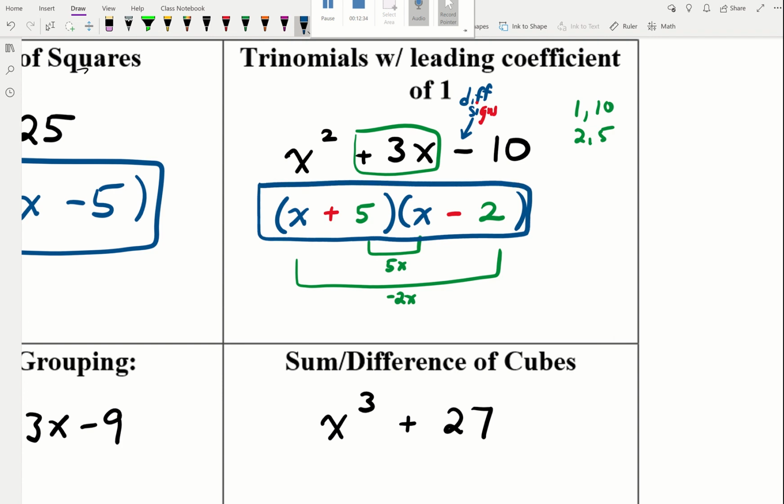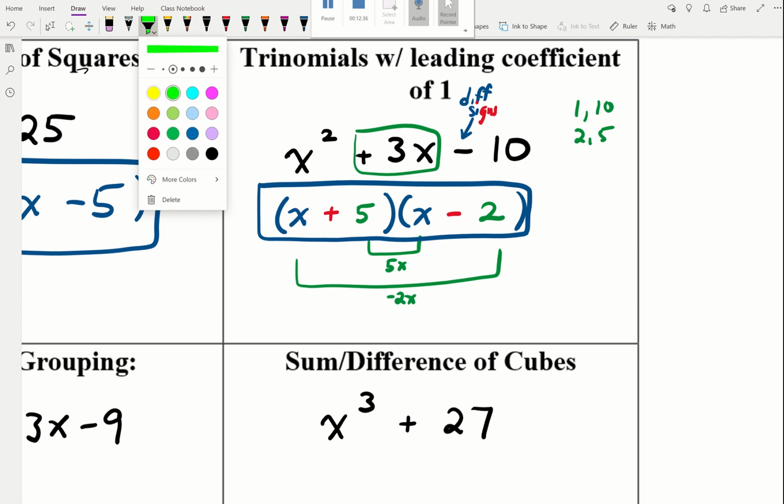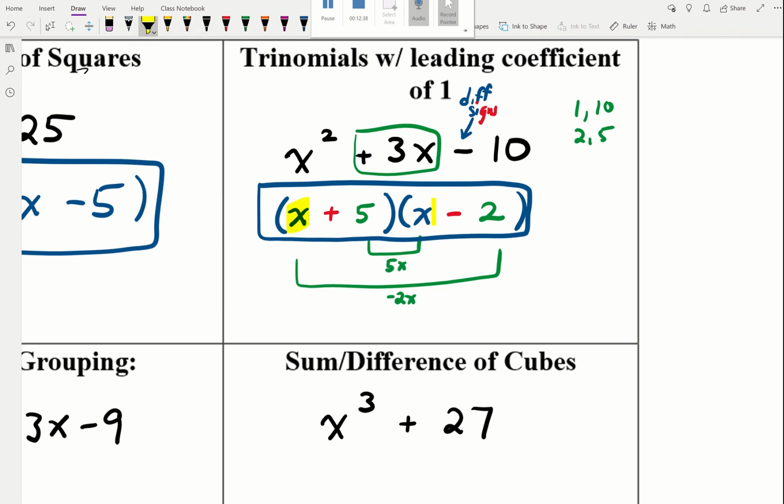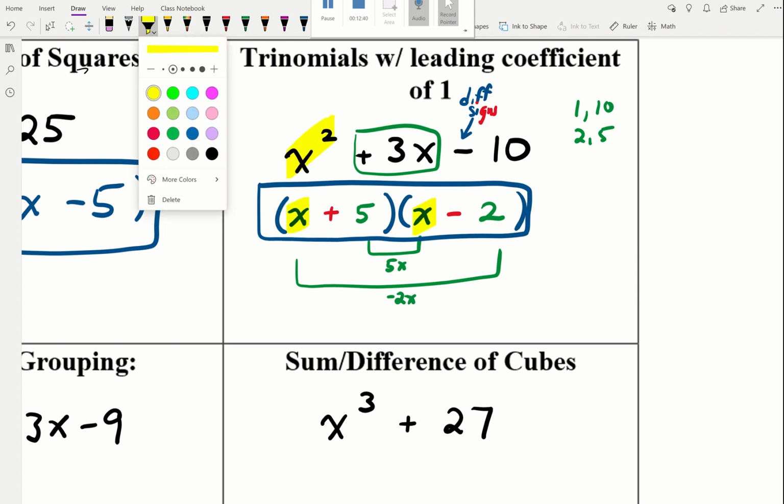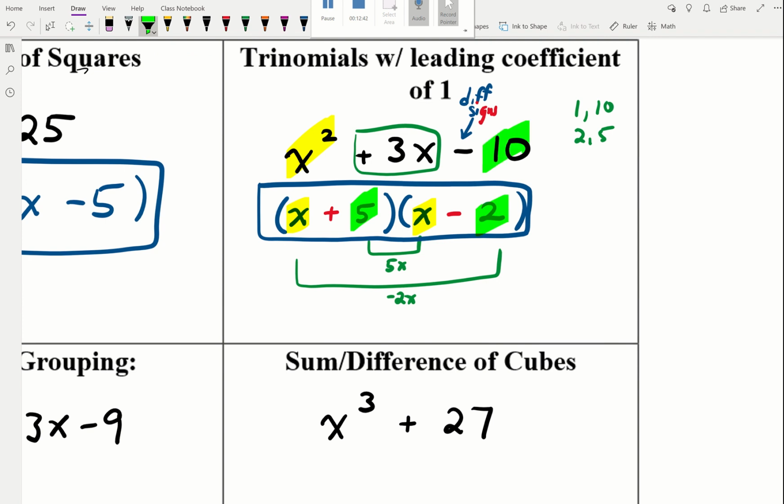And again, it's all about following those steps, one at a time. These have to multiply to this. These, they have to multiply to this. But the real key is that the outside and the insides got to give you that middle. And if you can learn it that way, it should start to make a little bit more sense.